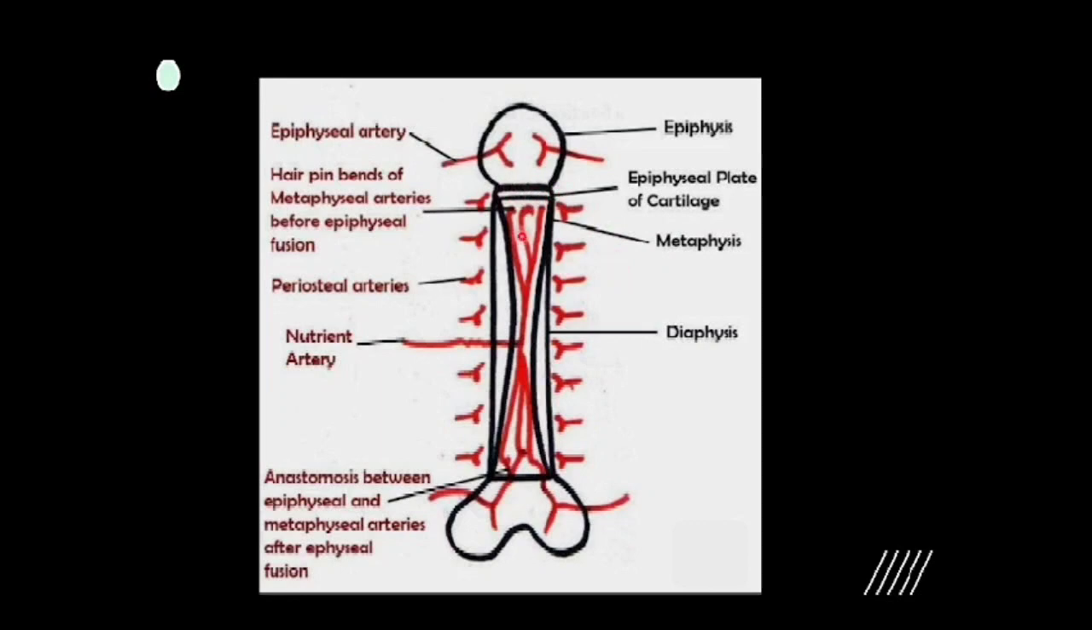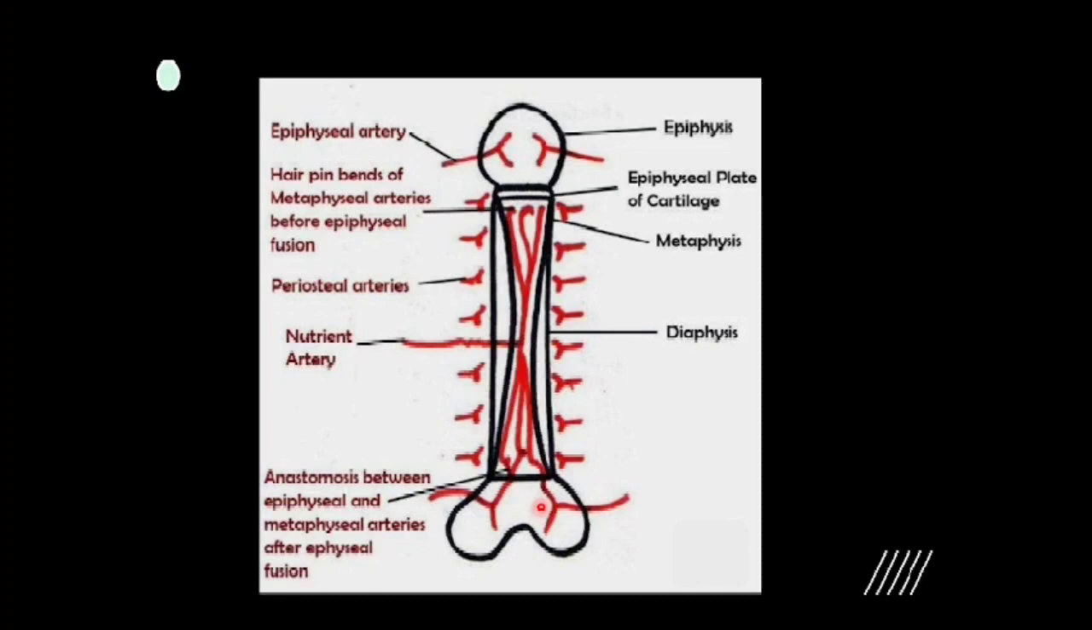So the hairpin loops are there and the metaphyseal arteries are not anastomosing with other arteries. Whereas in the lower end you can see the epiphyseal cartilage is not there and there is anastomosis between the metaphyseal arteries and other arteries. That means epiphyseal fusion has already occurred. So the metaphyseal arteries are free to anastomose with the other arteries like the periosteal, juxtaepiphyseal and the epiphyseal arteries. Whereas in the upper end in this figure, since the epiphyseal cartilage is there, the further anastomosis is not occurring.